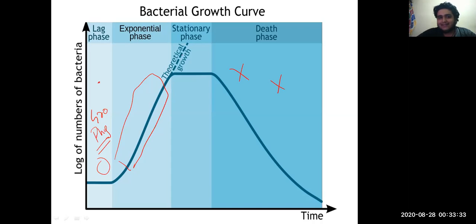Theoretically it's supposed to go on forever, but obviously the growth rate starts to decrease until the formation of new cells becomes equal to the death of old cells, and that is where we enter the stationary phase. There are obviously various reasons why stationary phase has to come. There are limitations like accumulation of toxicity or decrease in substrate, etc.